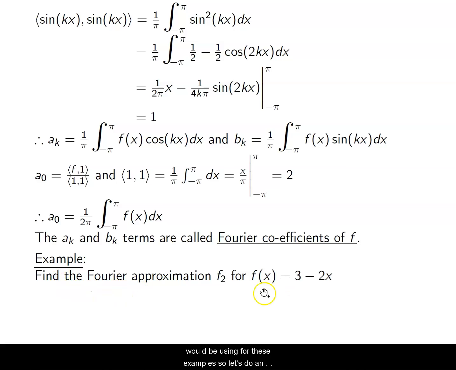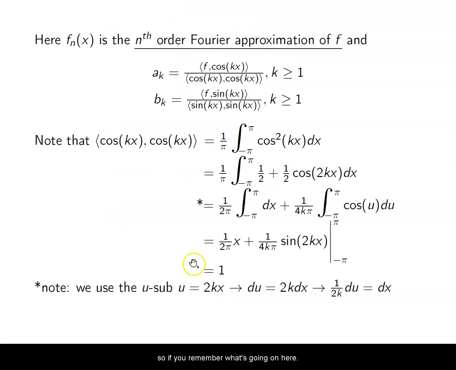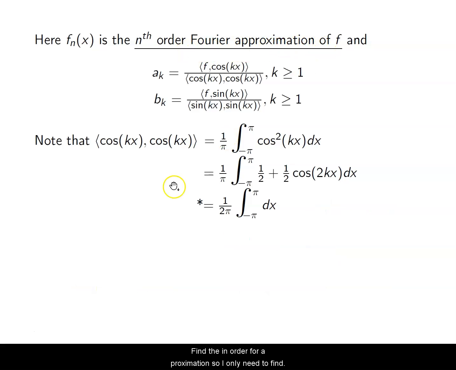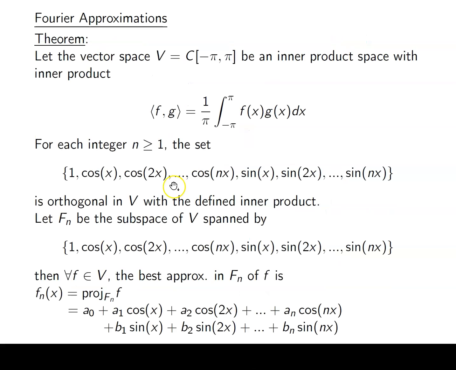Let's find the Fourier approximation f2 for f of x equals 3 minus 2x. So here, my function every time is going to be 3 minus 2x, and I need to find f2, right? So if you remember what's going on here, I'm finding the nth order Fourier approximation. So I only need to find up to 2. I need a0, a1, a2. I need b1 and b2. So I need those 5 terms.